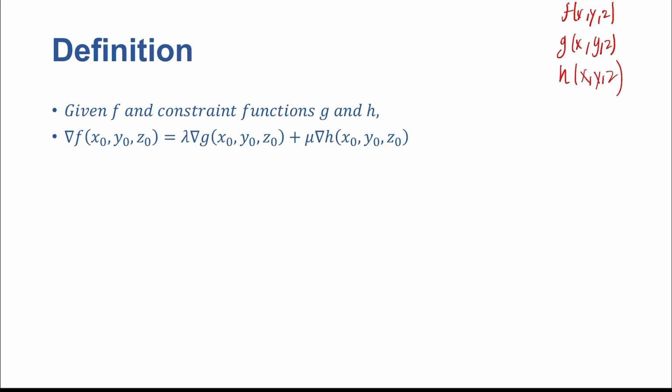All right, anyways, if we do that, then we can write our equation such that the gradient of f at some point x naught, y naught, z naught is equal to lambda times the gradient of g at that point, plus mu, which is a new Lagrange multiplier, times the gradient of h at that point. So we've got nabla f equals lambda nabla g plus mu nabla h. It's really as simple as that. So let's try an example.